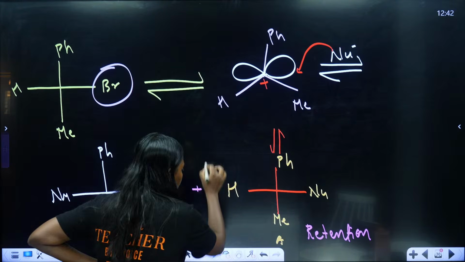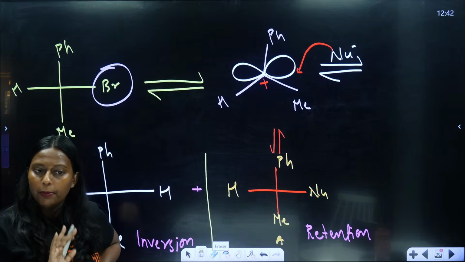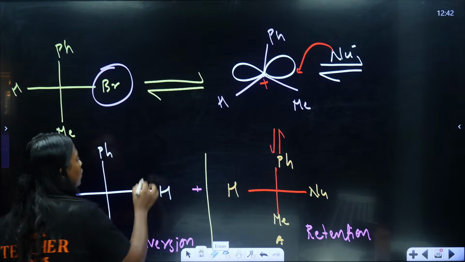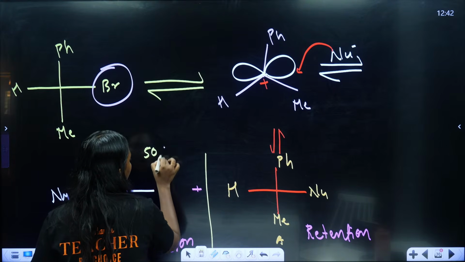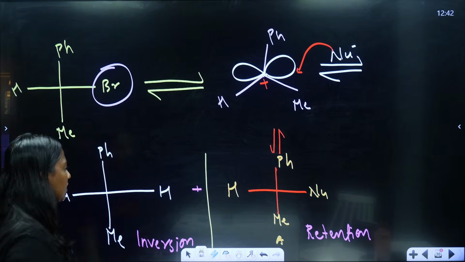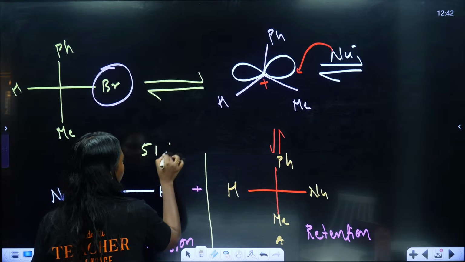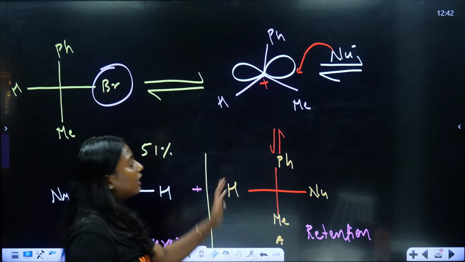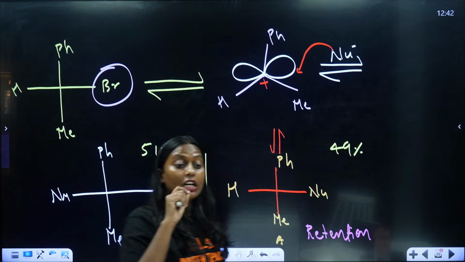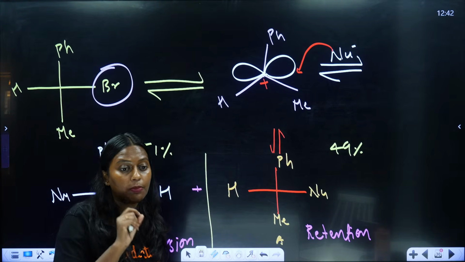We assume 50%, but not like that. Actually, the inversion product is more than 50%. You will get the inversion product at more than 50%, like 51% normally. So we will consider the retention product to be 49%. I will tell you the reason for that. It is very important.